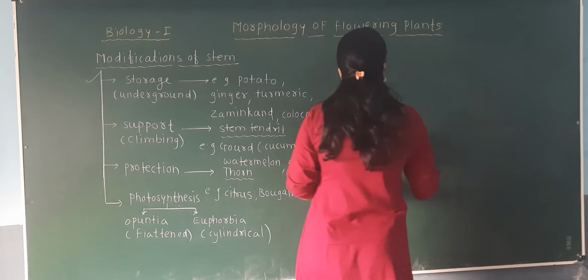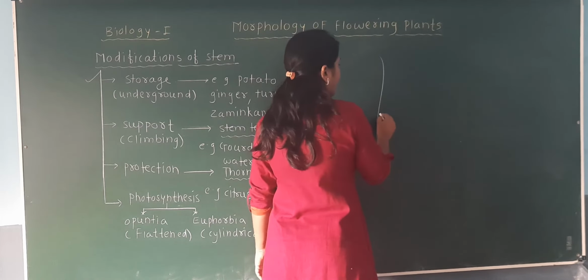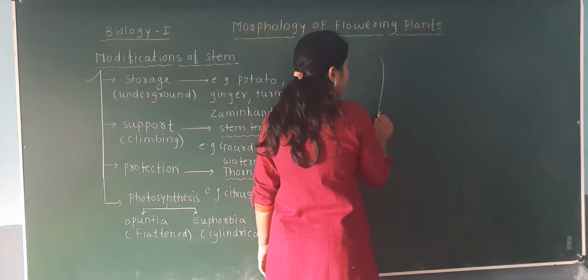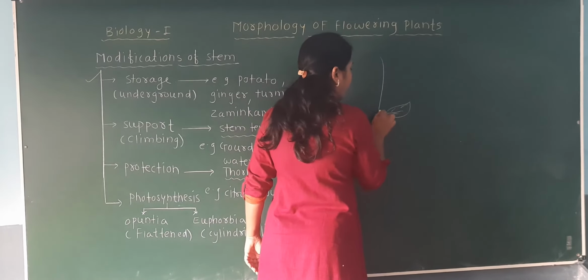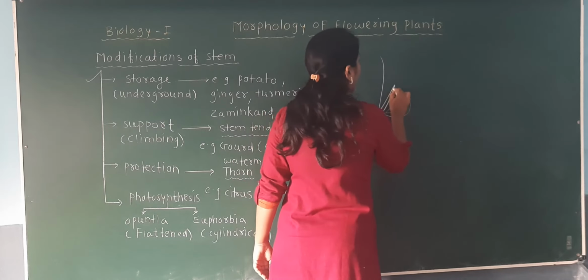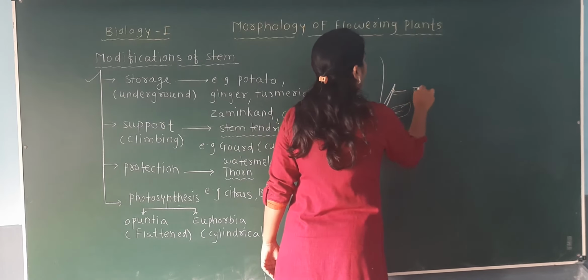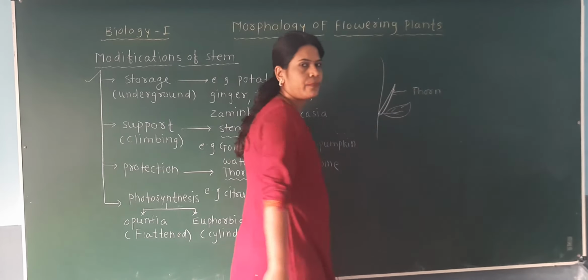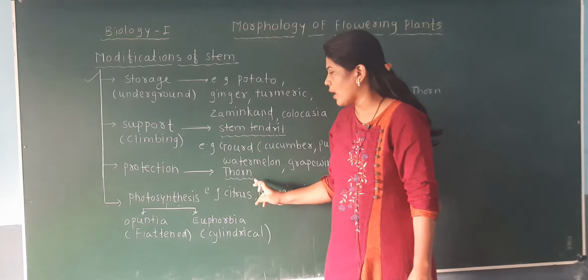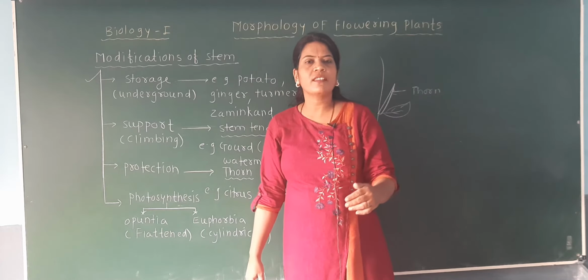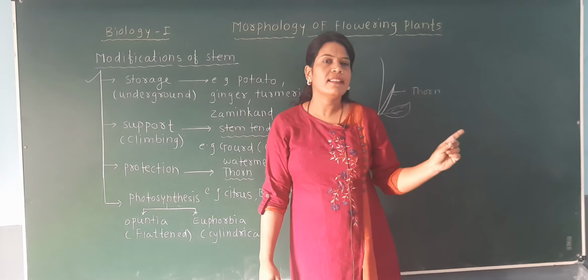So if we observe the diagram of the stem, this is the axillary bud which is present on the axil of the leaves. So this is the axillary bud. So this axillary bud modifies into a hard pointed structure, and that is called the thorn. So here again you have to remember that the thorn, which is a modification of the stem, is a modification of the axillary bud.